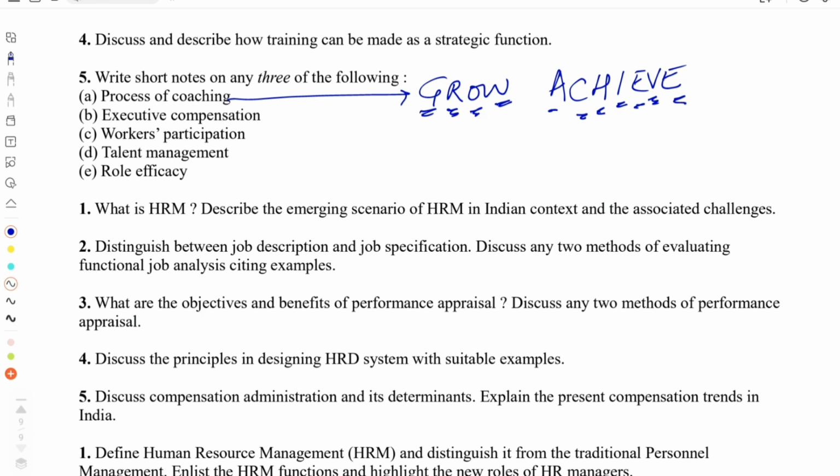So that is the ACHIEVE model of coaching. So we have two models. One is the GROW model and the other is the ACHIEVE model. You can write any of these to describe the process of coaching.